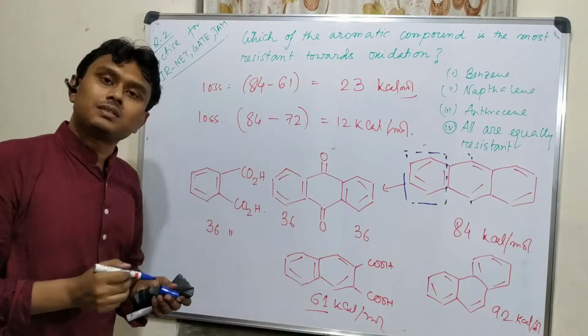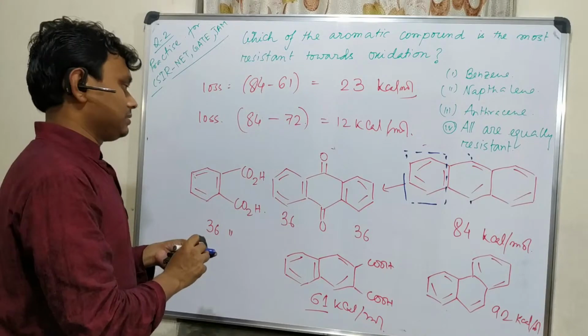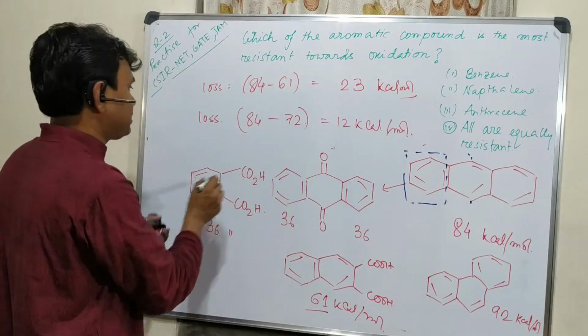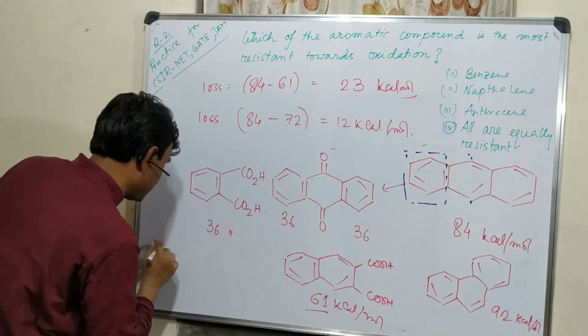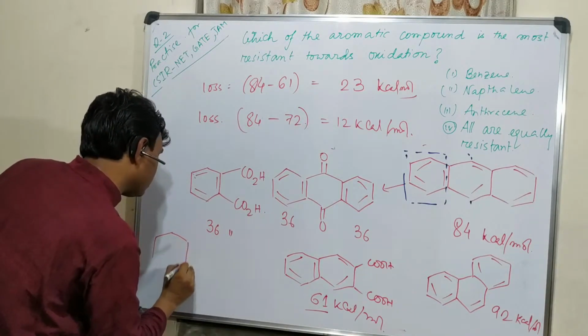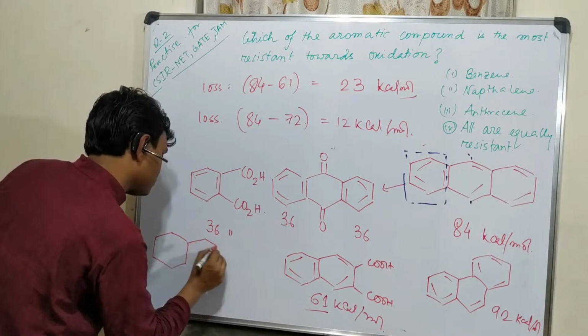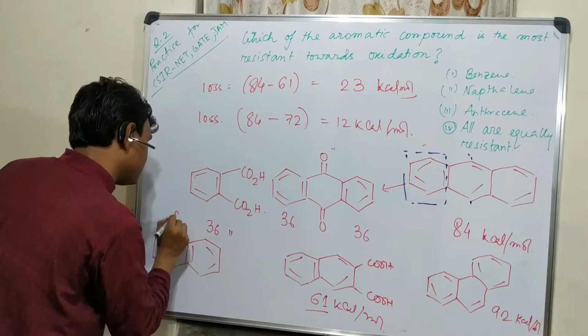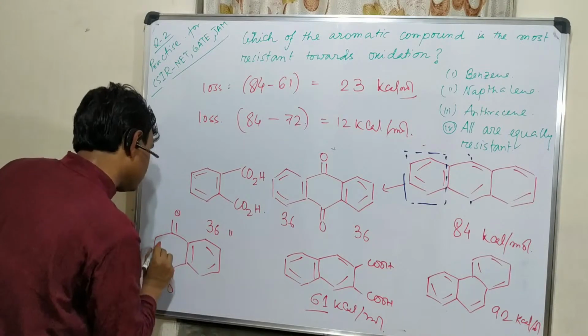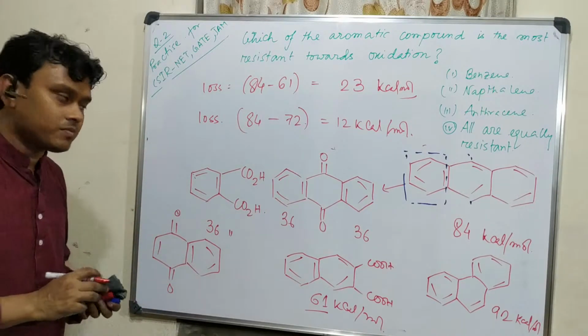In the middle, RE loss is less. Similarly, instead of the benzoic acid I mentioned, it could also be naphthoquinone. That means one side of the naphthalene ring becomes a quinone. Here also it is a similar story: one side is lost.